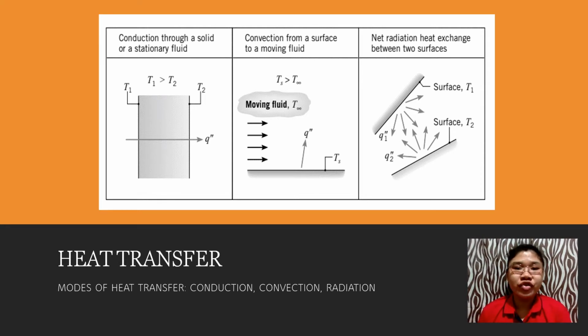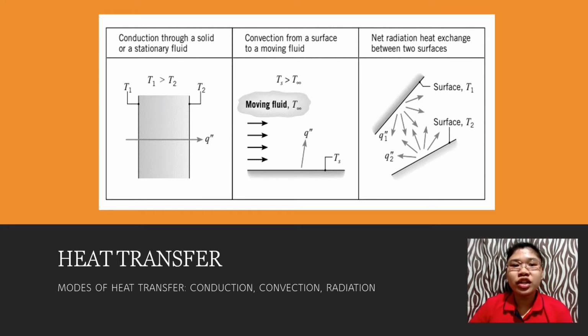Convection from a surface to a moving fluid. The term convection refers to the heat transfer that will occur between a surface and a moving fluid when they are at different temperatures. Again, difference in temperature is essential.